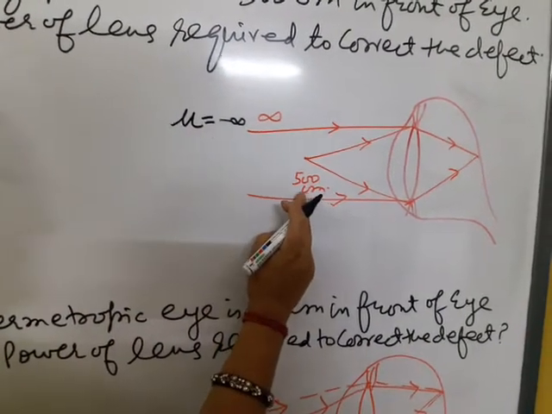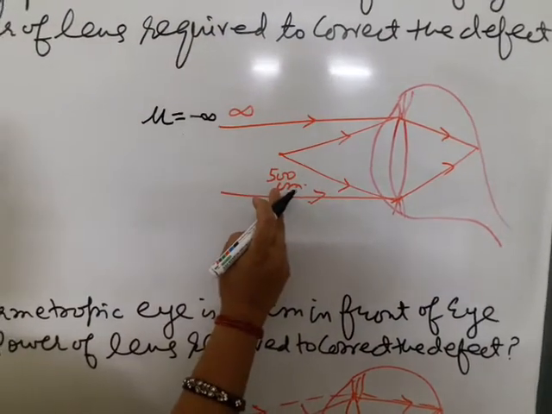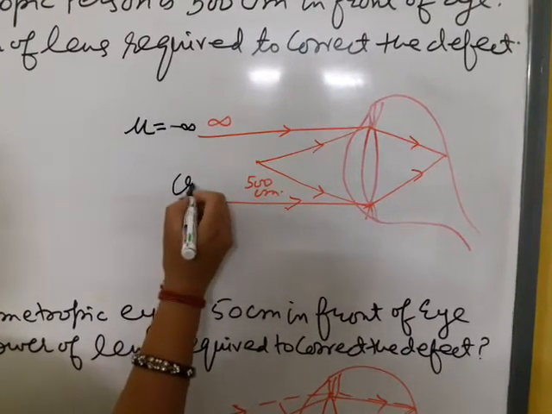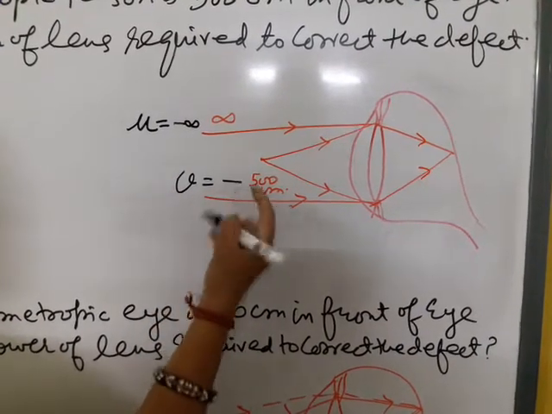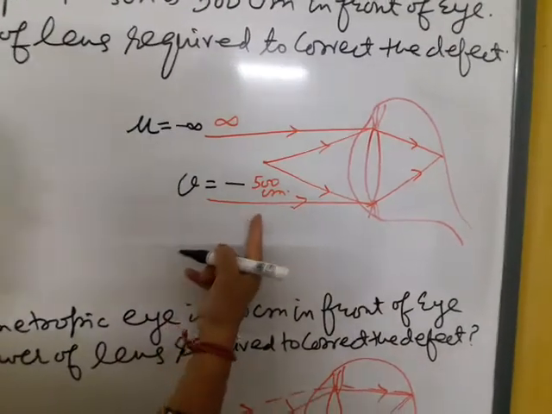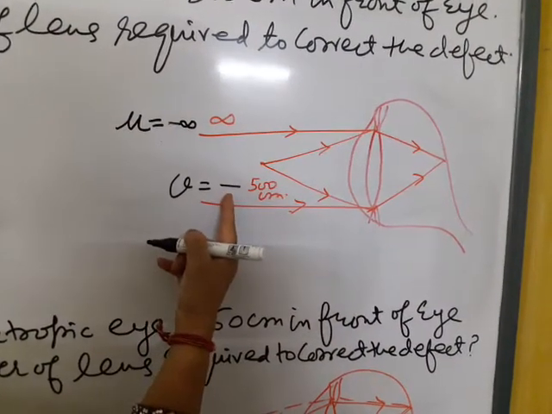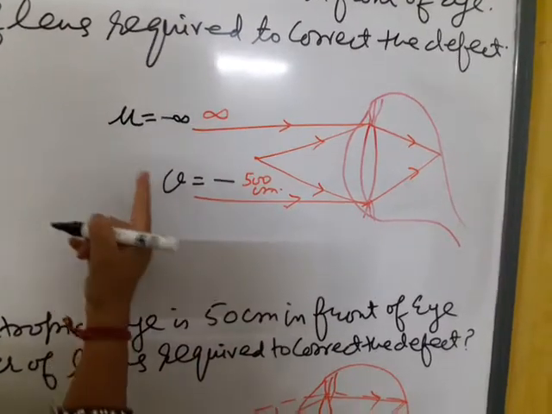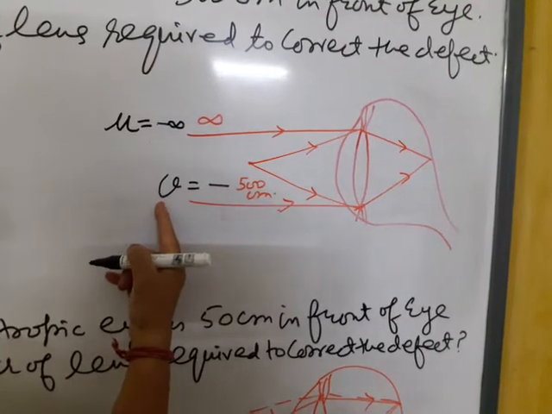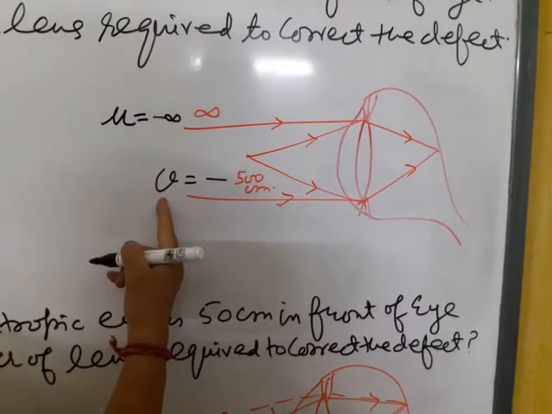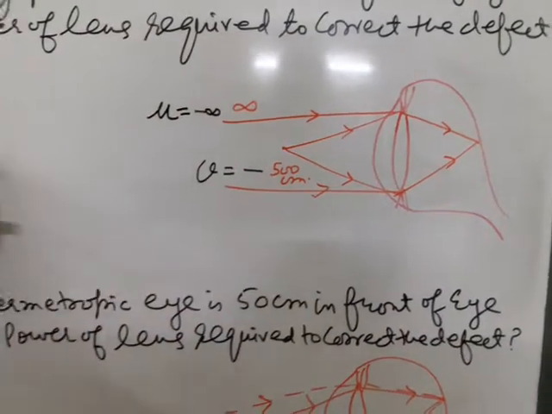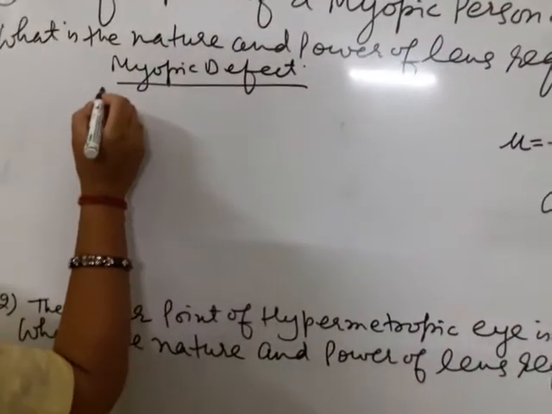Now, where can the object be seen for a myopic person? It is 500 centimeter. It means V is minus 500 centimeter for a myopic person. Now, why have I taken it minus? Because object distance and image distance, where the image is formed, are both on the left hand side. Now we will apply the lens formula to calculate focal length.